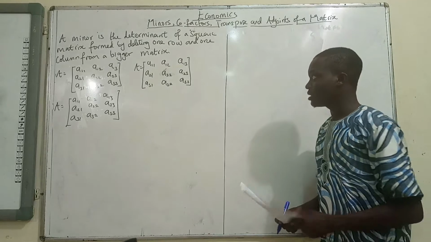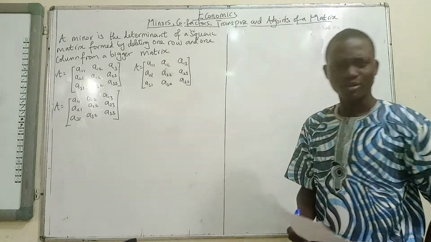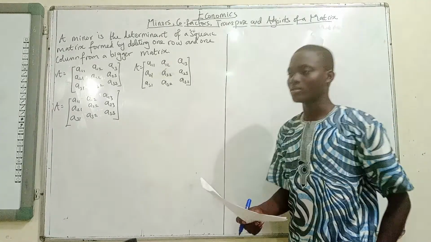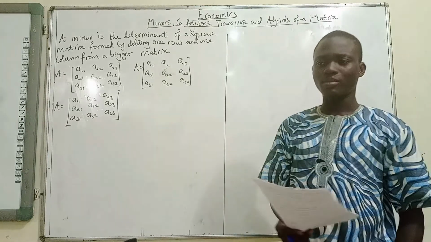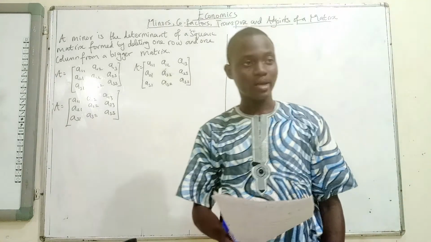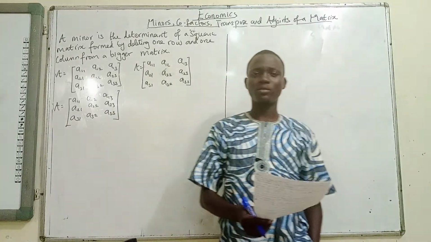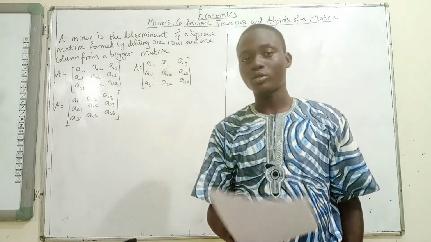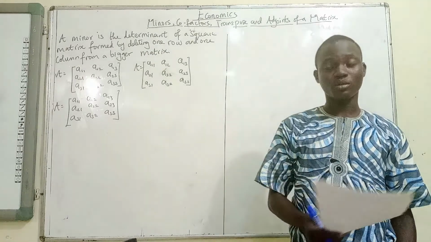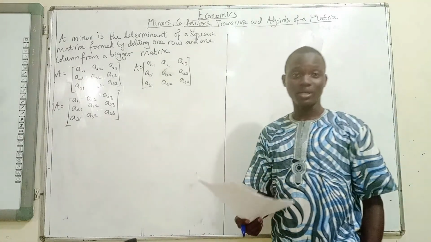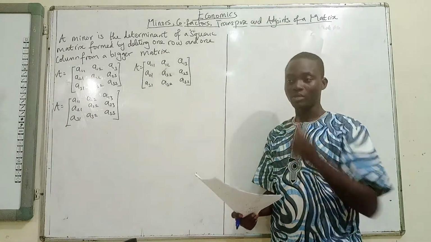The class that preceded this, we were talking about the determinant of matrices. We're talking about 3 to 4 things now: introduction to matrices, subtraction and addition, multiplication, determinants, and this should be the 5th class on the matrices.